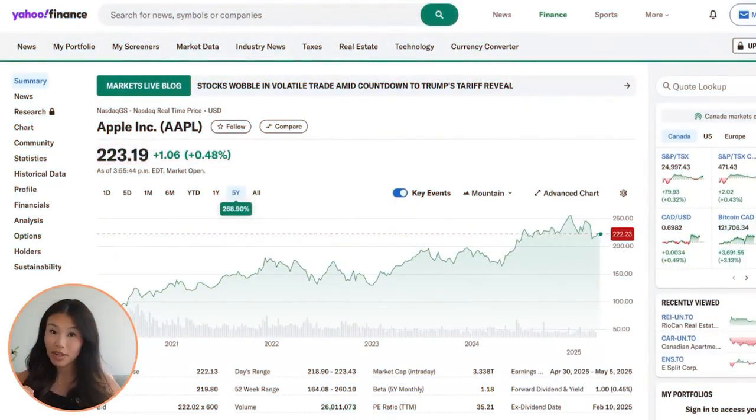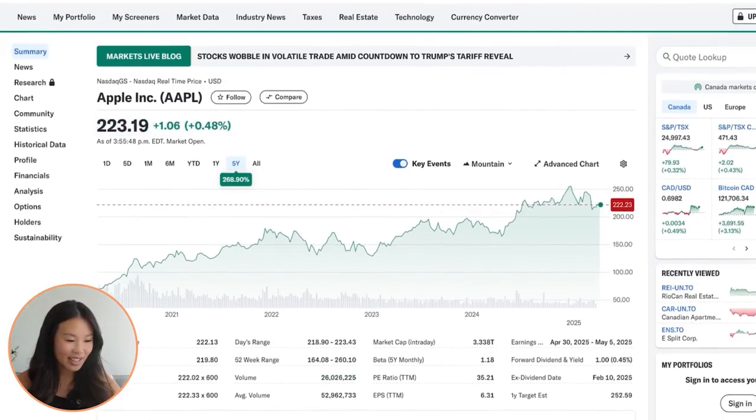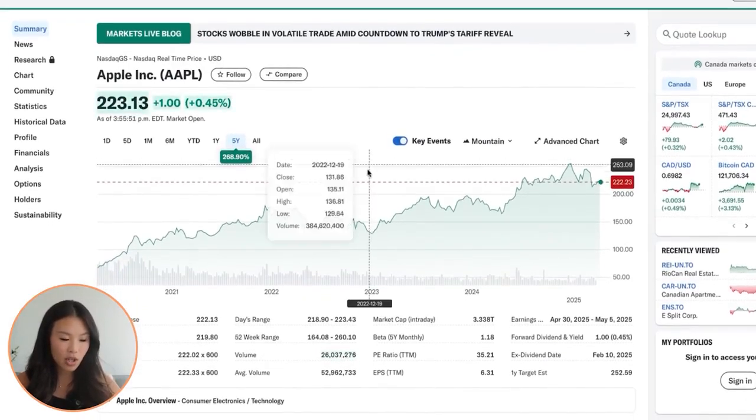Now that you know that these charts are actually not difficult to read, let's move on to reading the essential financial numbers so you can confidently decide if the stock is worth your money. Part 3, reading essential financial numbers on Yahoo Finance. Now let's scroll down slightly below the chart.